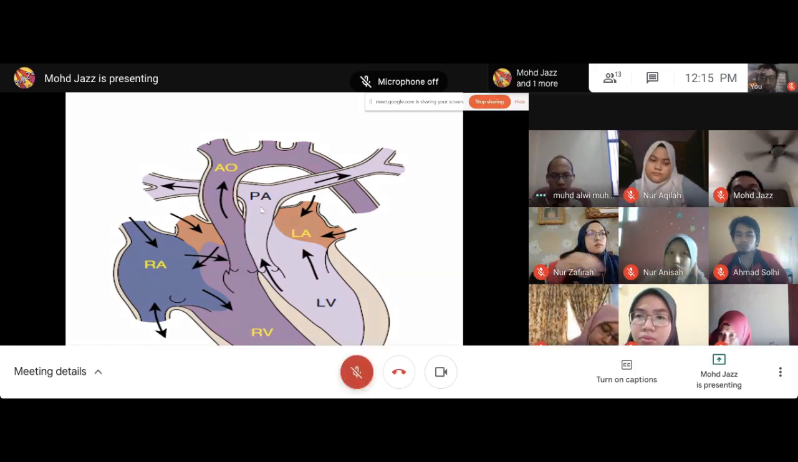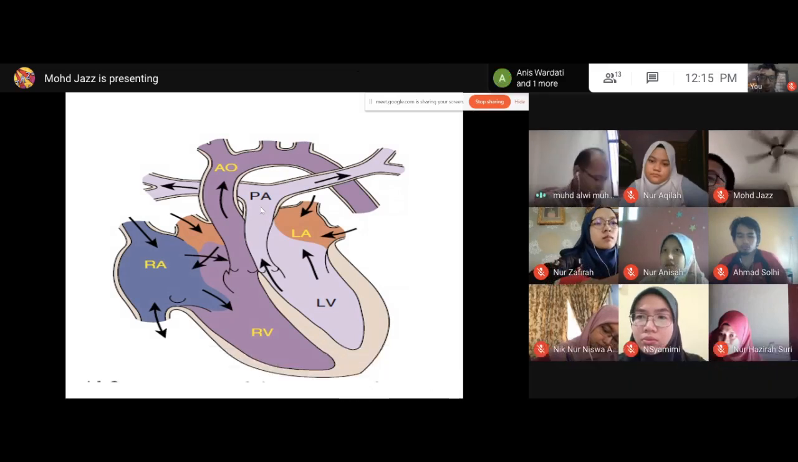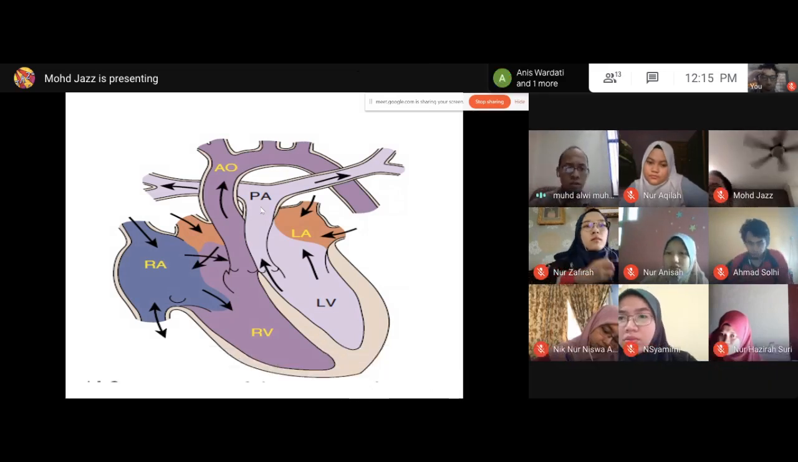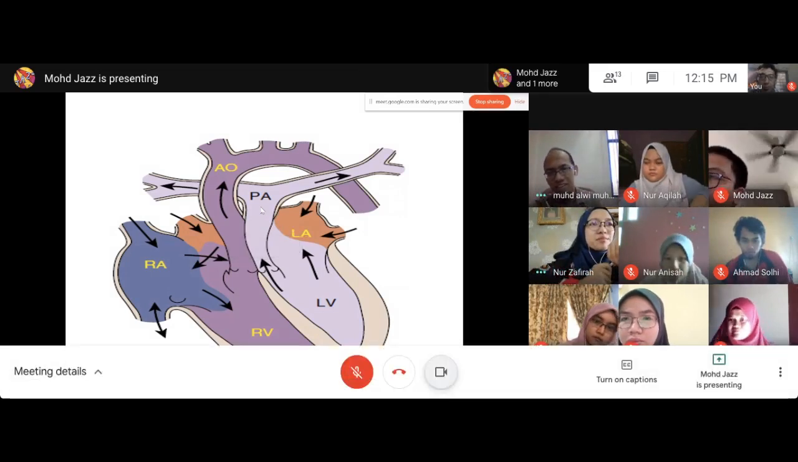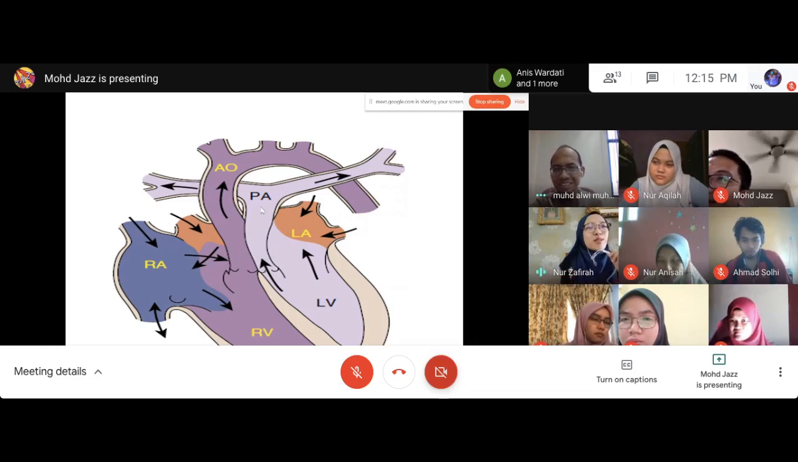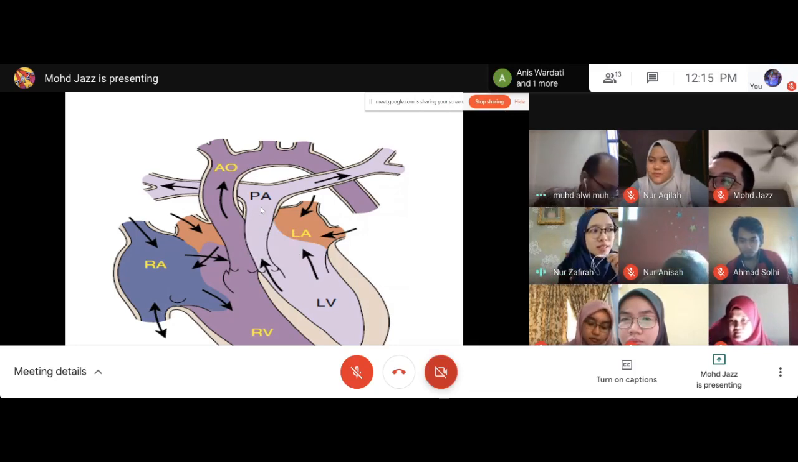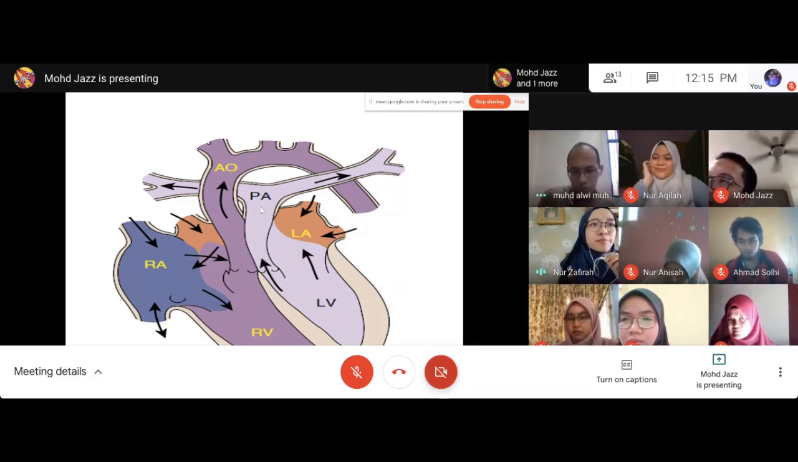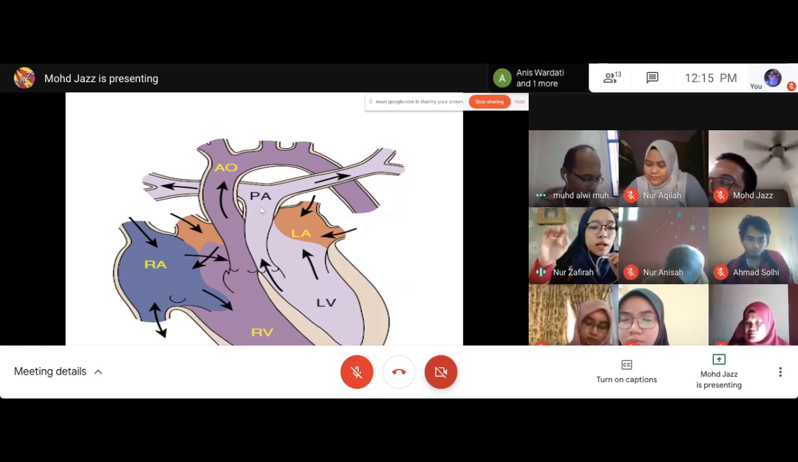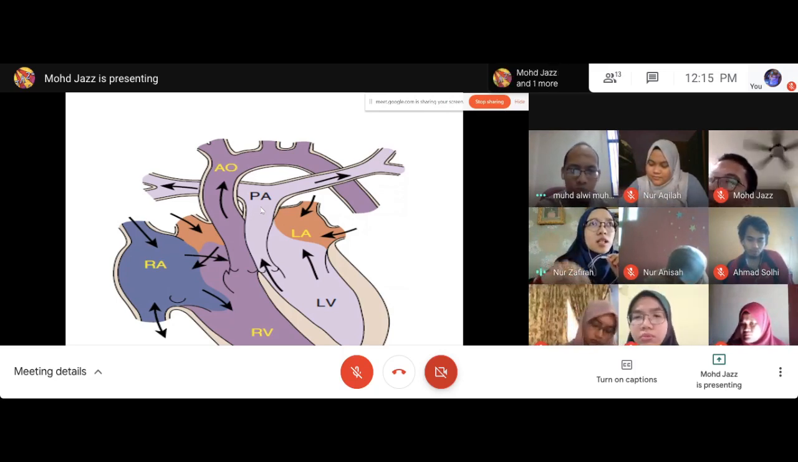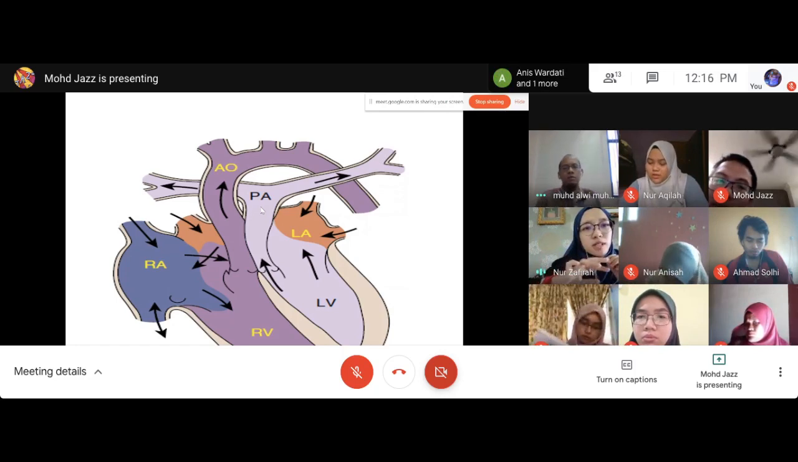Okay, any other questions? So, okay, this is a very important slide. I would like to ask a question about decreased pulmonary blood flow and increased pulmonary blood flow. Under decreased pulmonary blood flow, it is a mixing lesion with obstruction. Is there any specific disease or specific defect?